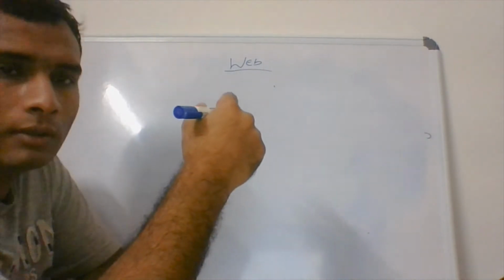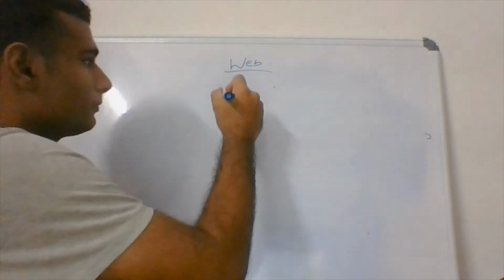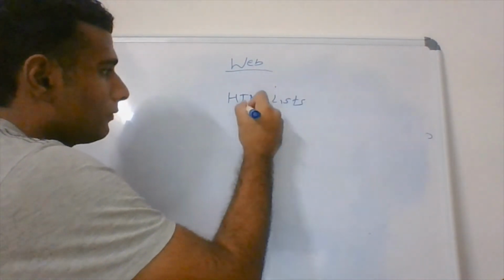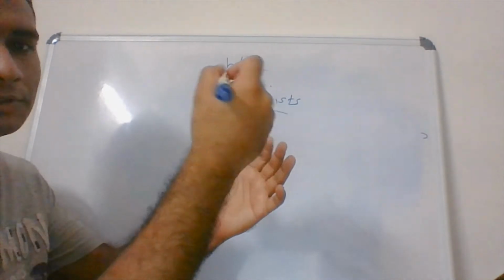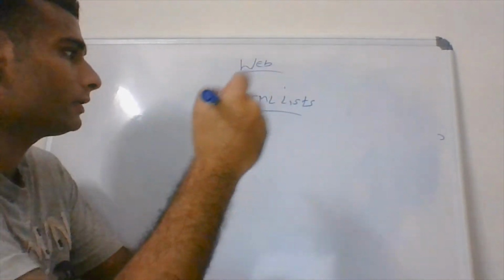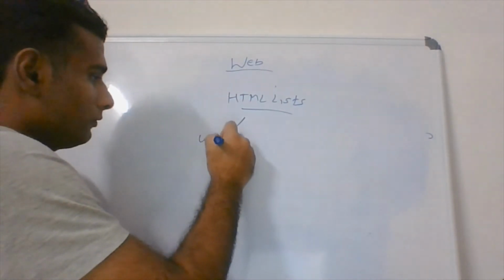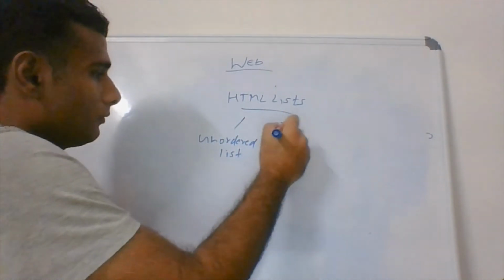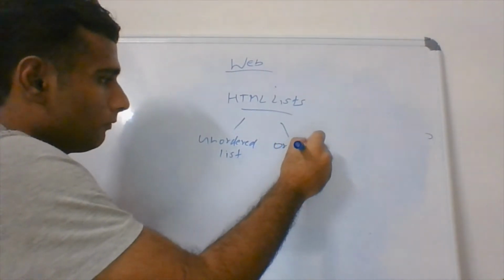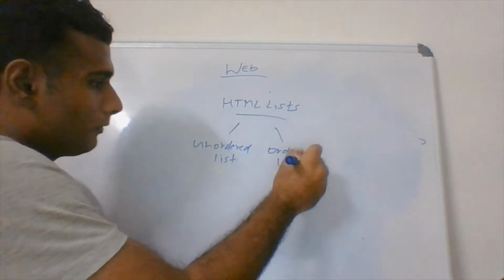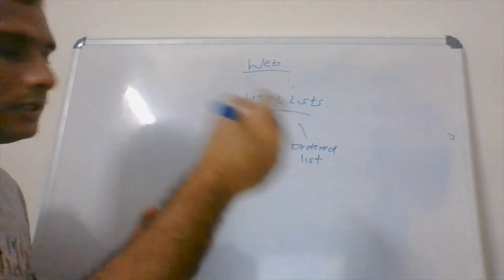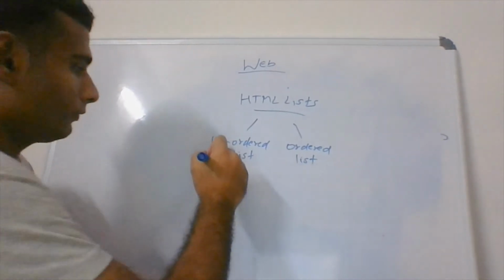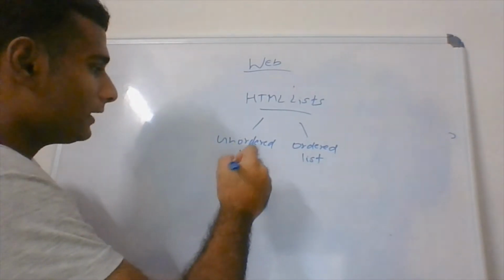Next in HTML, we have HTML list. We have 2 types of list. One is ordered list and another is unordered list. First, let us see unordered list.